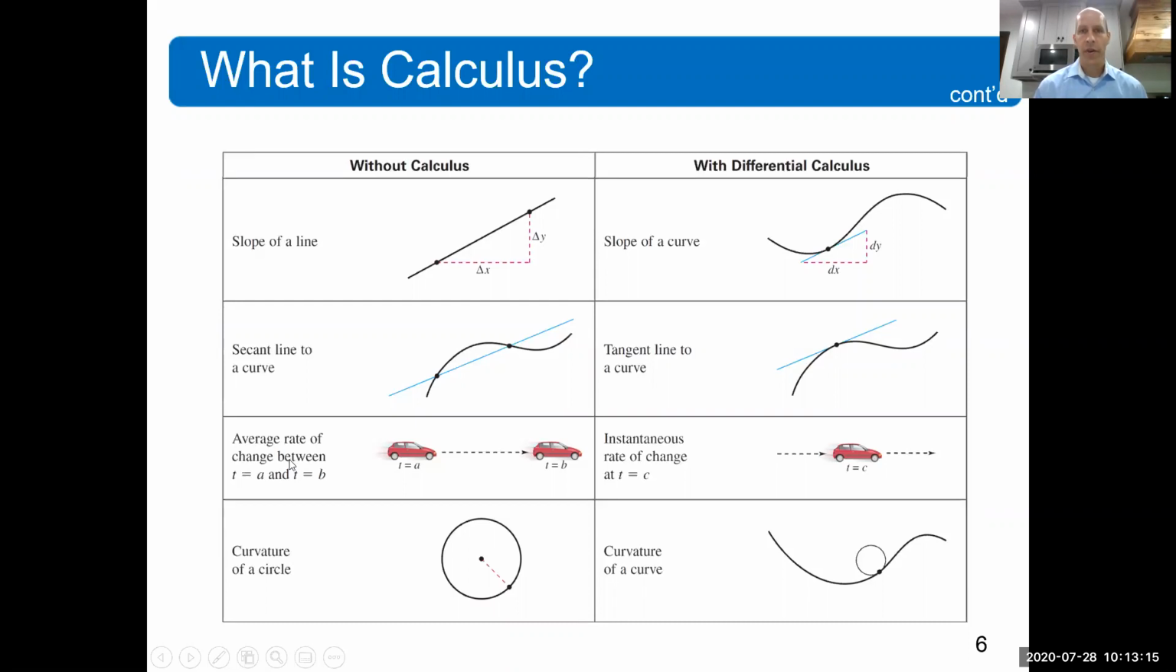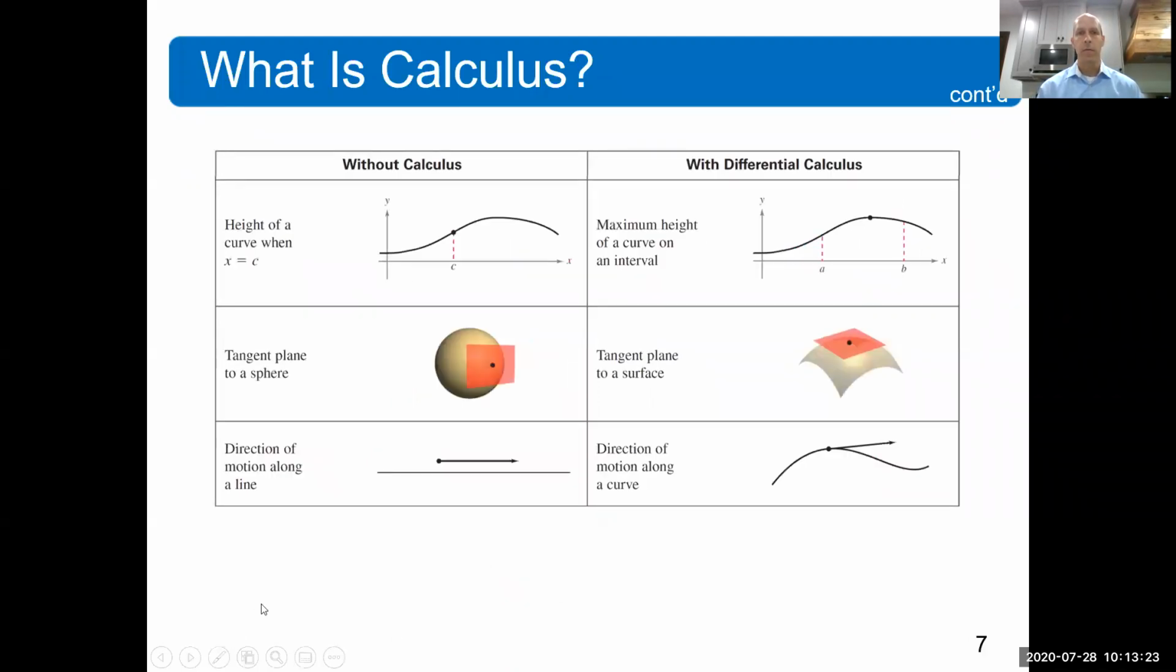Without calculus, we would refer to the average rate of change. With calculus, we'll talk about the instantaneous rate of change. Without calculus, we would talk about the height of the curve. With differential calculus, we're going to calculate something called the maximum or extrema on a curve. You did do some maximums in pre-calc, but this is going to be a more general strategy.